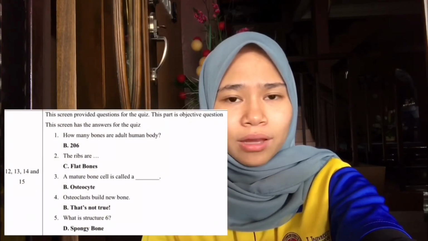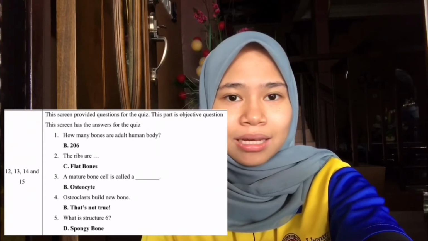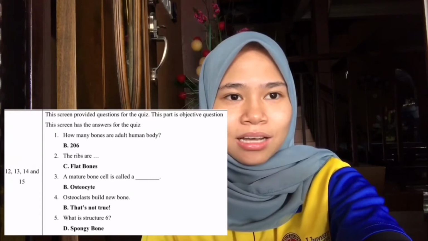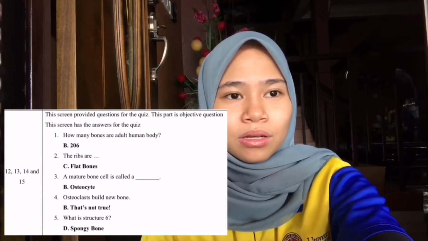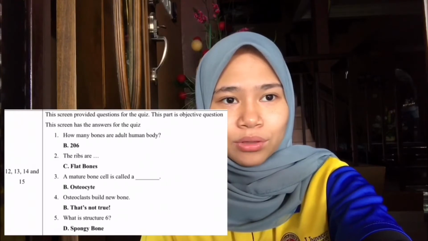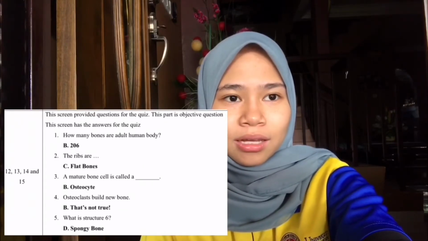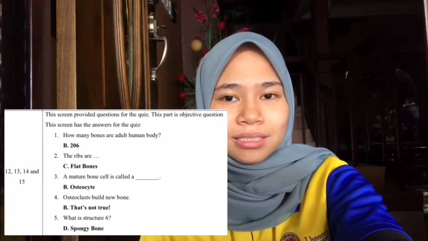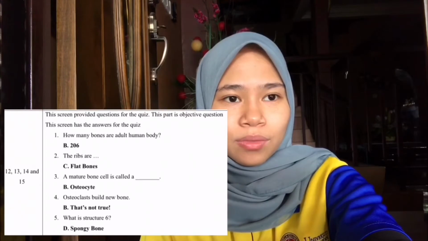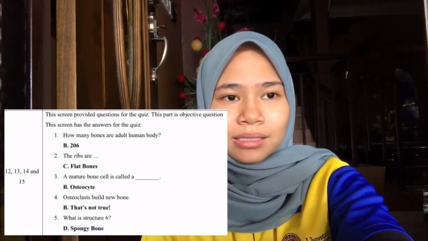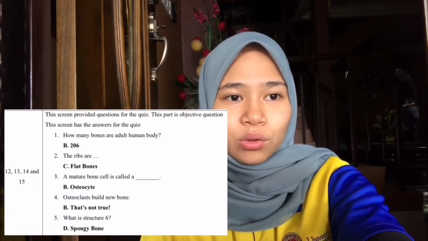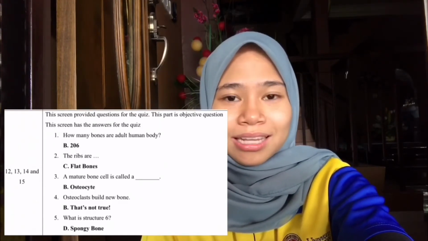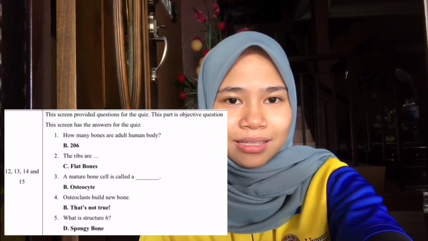These screens provide questions for the quiz. This part is objective questions. This screen has the answers for the quiz. Question first. How many bones are in the human body? The answer is 206. Question 2. The ribs are, the answer is flat bones. Question 3. A major bone cell is called a, the answer is osteocyte.